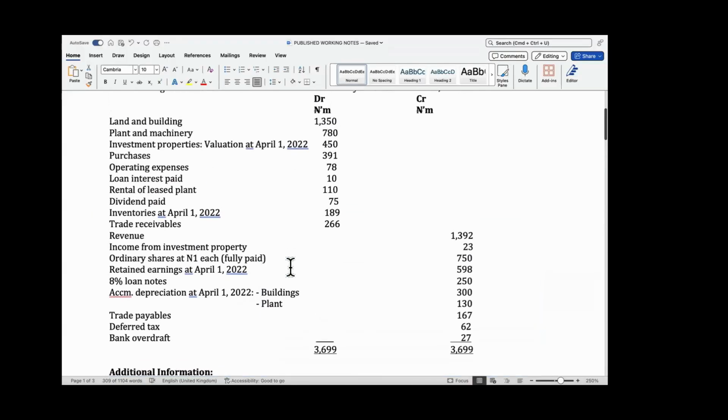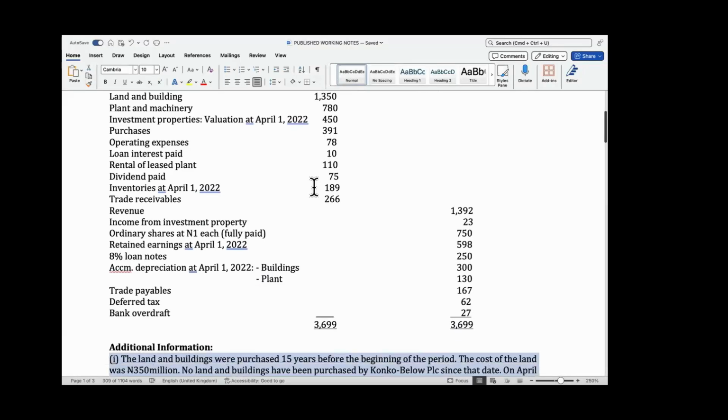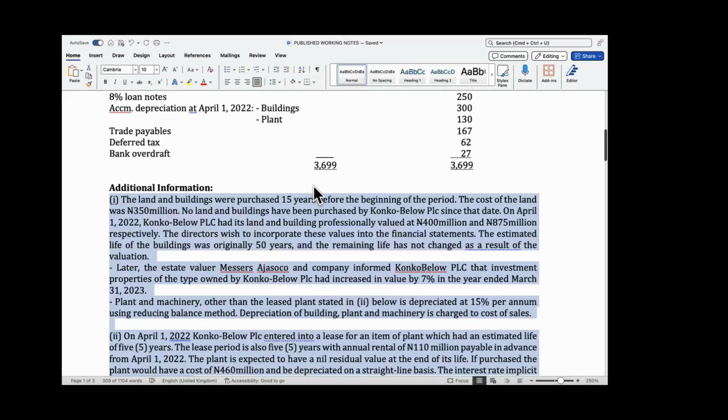Another category would be those that would affect figures here, those that will change figures on the trial balance. Those also, you need to ensure that it affects two items. Otherwise, your account will not balance.